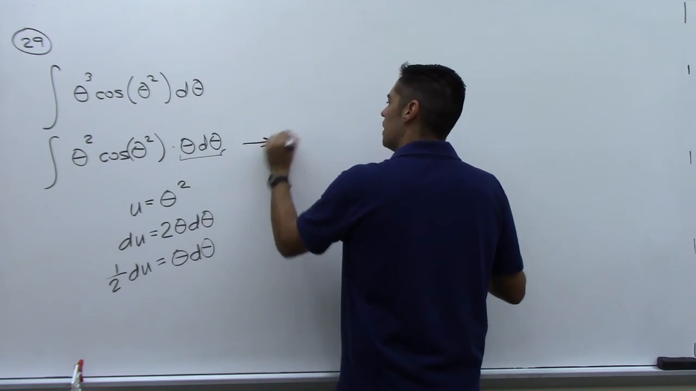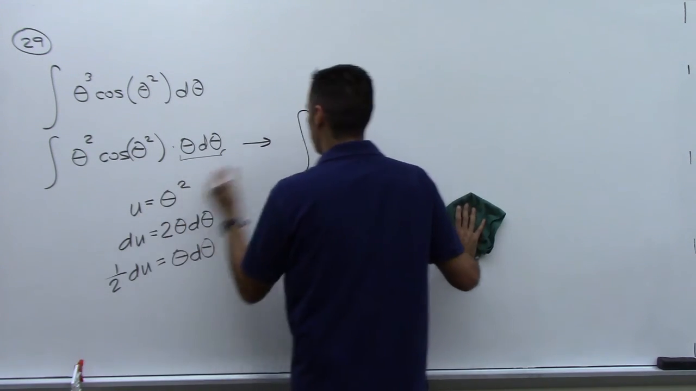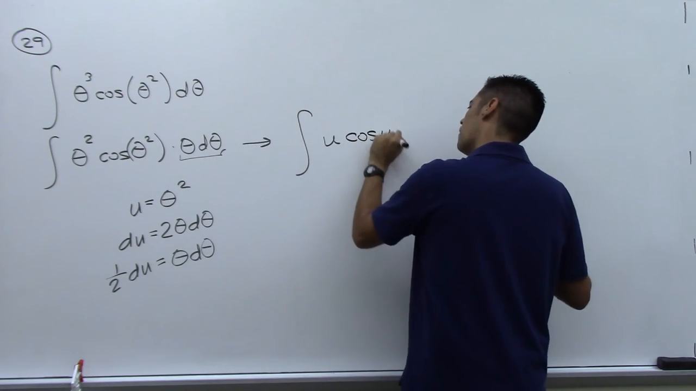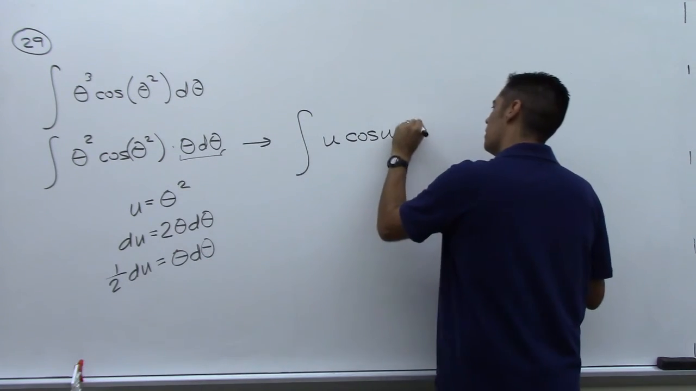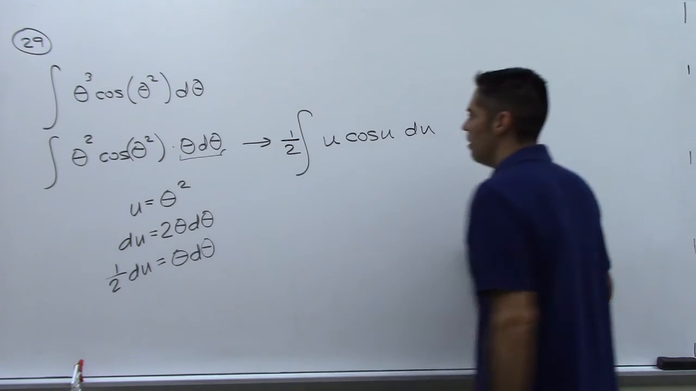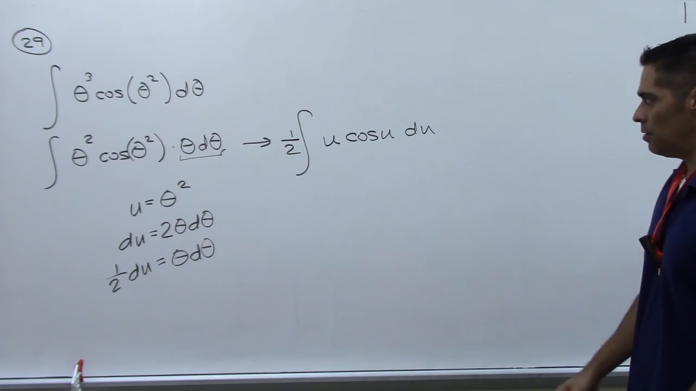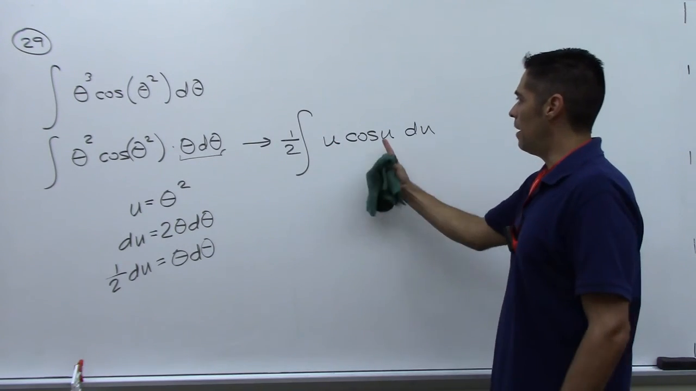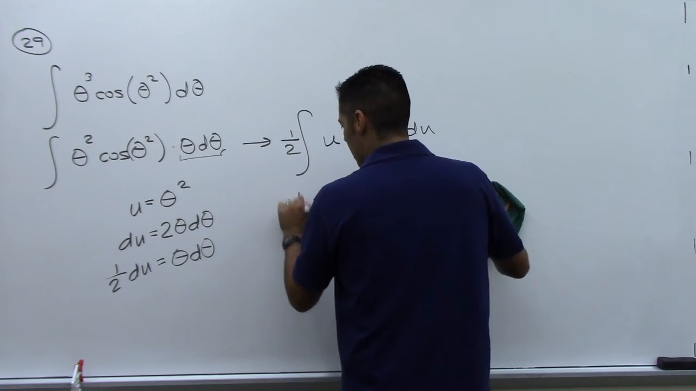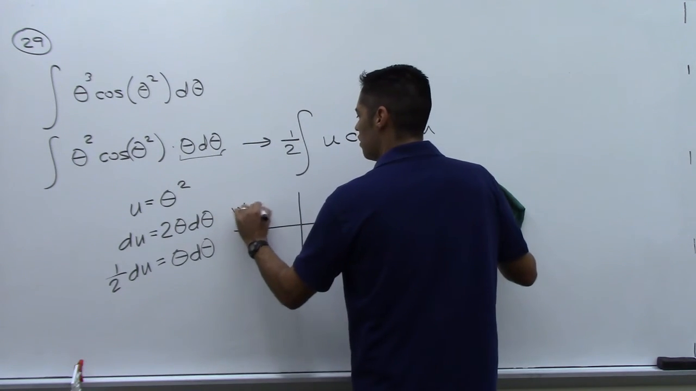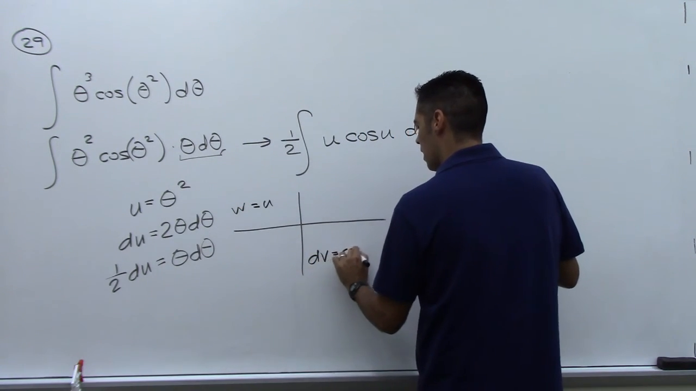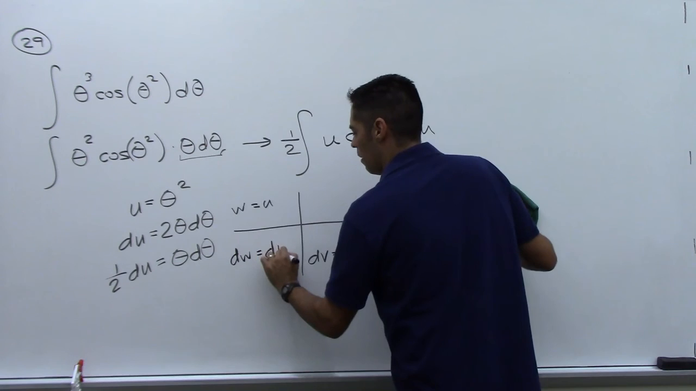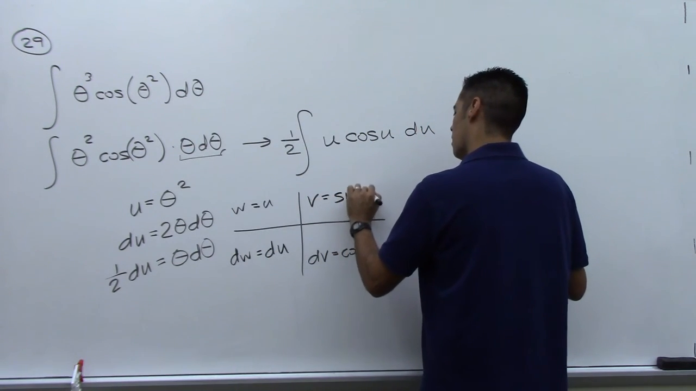So that theta d theta right here is going to be 1/2 du. Now this integral becomes theta squared, which is u, cosine theta squared, but that's u, times 1/2 du, so I'm putting du back here, 1/2 out here. And now again, we're getting into repetitious mode. I can do integration by parts on this. If I differentiate that, it goes to 1. If I integrate that, it becomes sine. So our table, using w to be u, dv is cosine u du, dw is du, v is sine u.